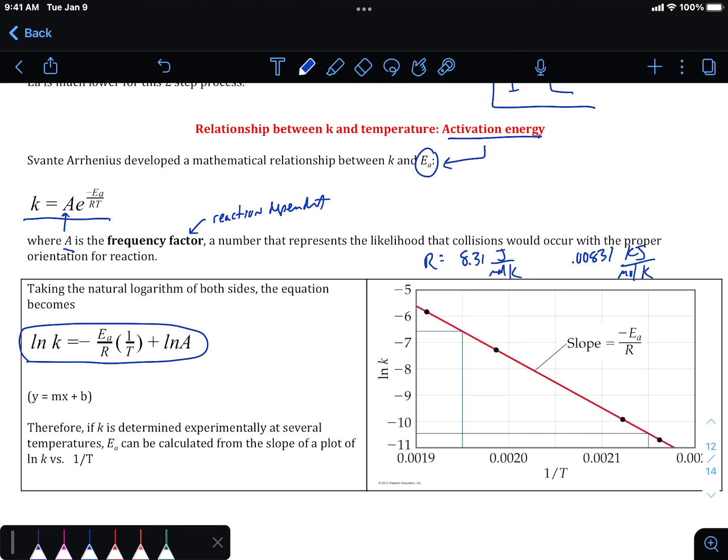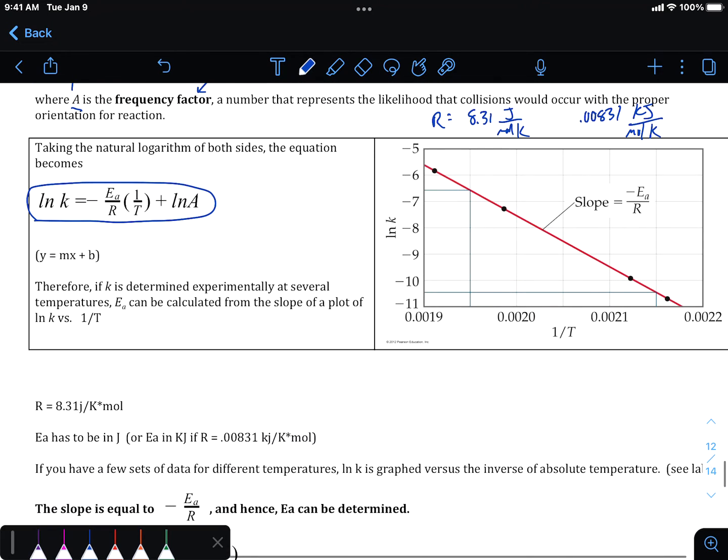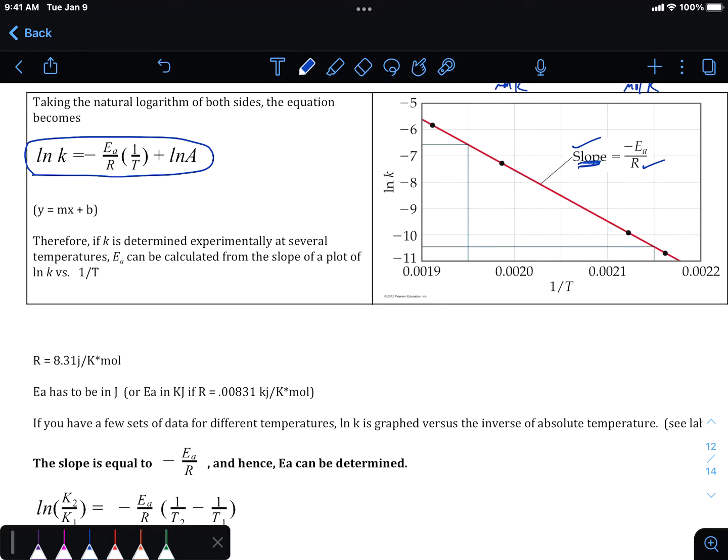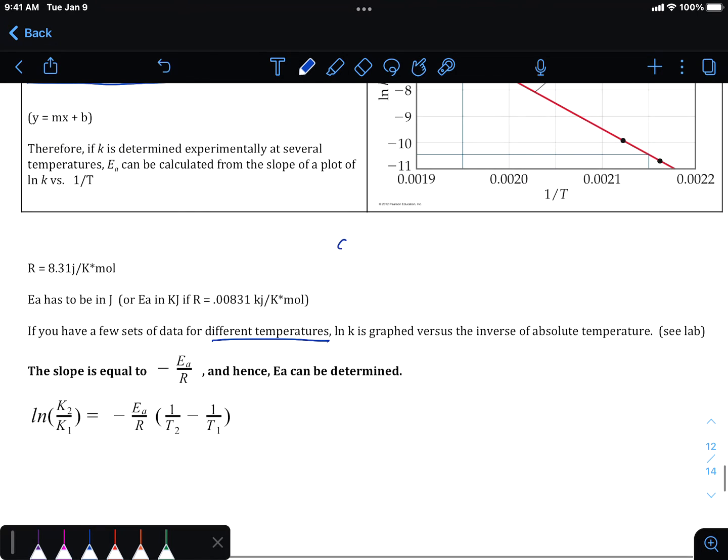Okay, so how do we use this then? How do we determine what the activation energy is? Well, essentially, you need to find the slope, because if you can find the slope and R is known, that's how you're going to arrive at the activation energy. In order to find this, we need to run this at different temperatures, because after all, our x-axis is the inverse of Kelvin temperature, which means we need to run trials at different temperatures.